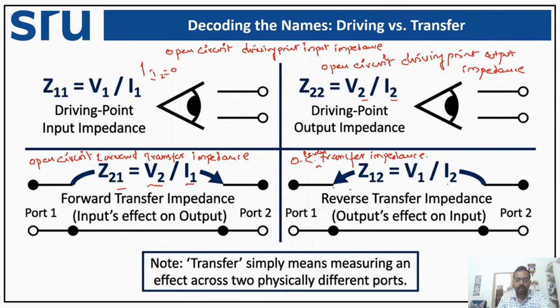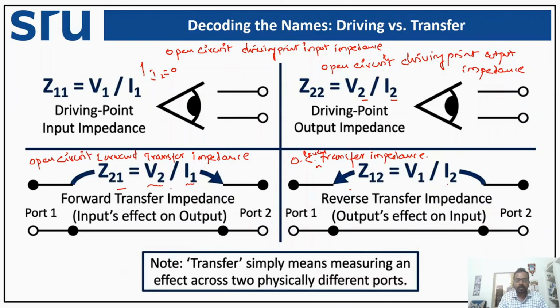The parameter Z12 represents how much voltage appears at port 1 when the current is applied at port 2. In the room analogy, this is like how much disturbance in room 2 affects room 1. Similarly, Z21 represents how much voltage appears across port 2 when the current is applied at port 1. This is like how much disturbance in room 1 affects room 2. So, these two parameters essentially measure the interactions between the two ports.